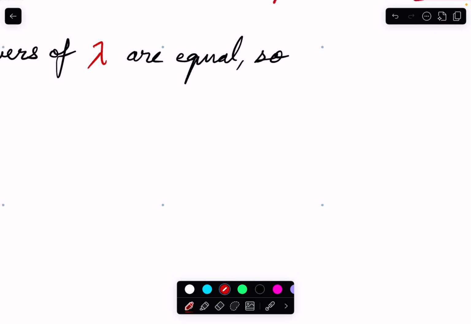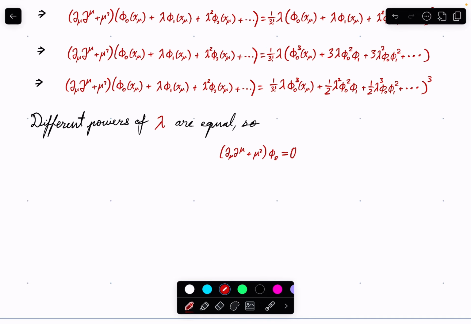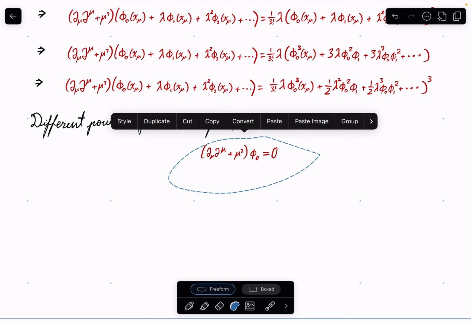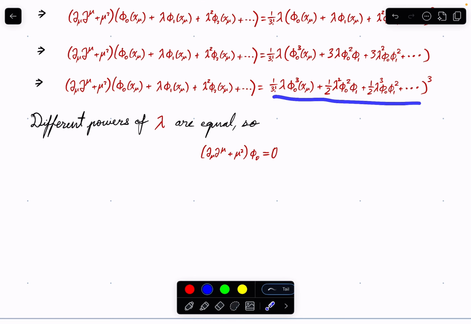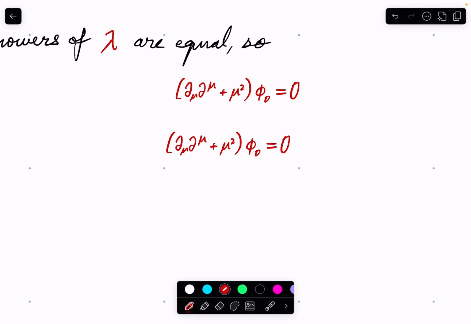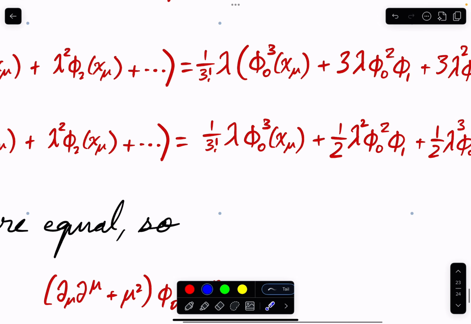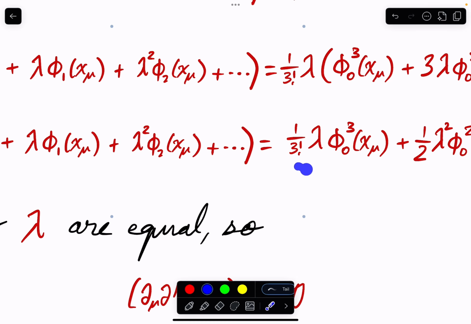So we get partial mu plus mu squared, phi naught equal to 0. So this indeed is the free field, because there are no terms here that don't have lambda. So this must be equal to 0, which means this is indeed the free field. Continuing, we get phi 1. And phi 1 here just has 1 lambda, so just this term.